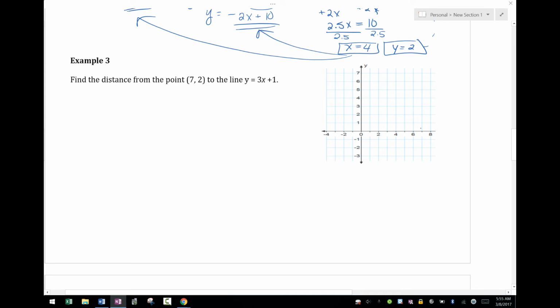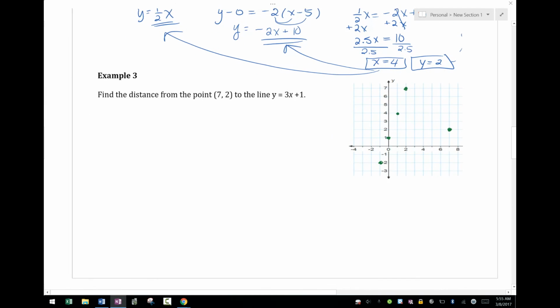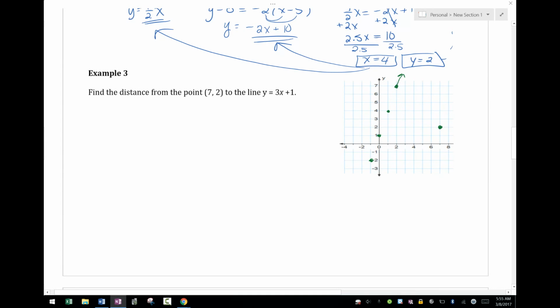Find the distance from 7, 2 to the line y equals 3x plus 1. So y-intercept of 1, slope of 3. And I think I graphed everybody appropriately this time. So from 7, 2 to 3x plus 1, you're just going to find your perpendicular slope and figure out what goes on here.